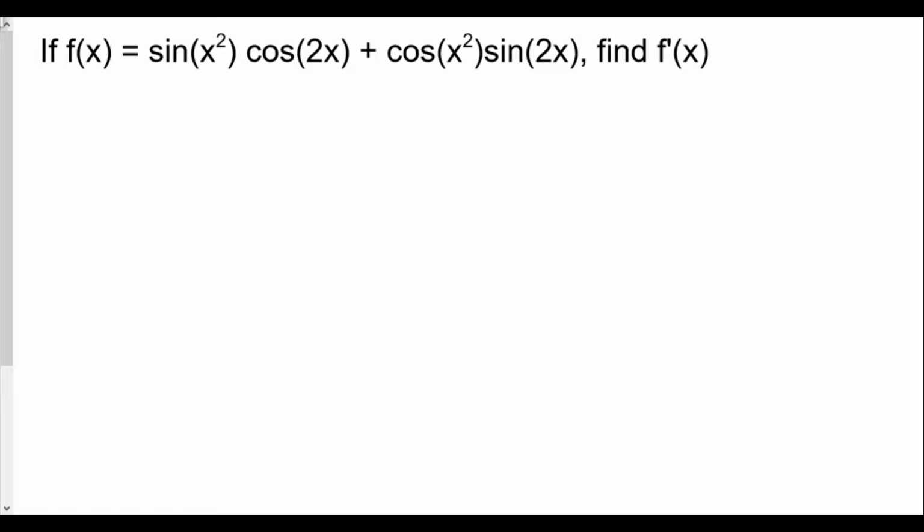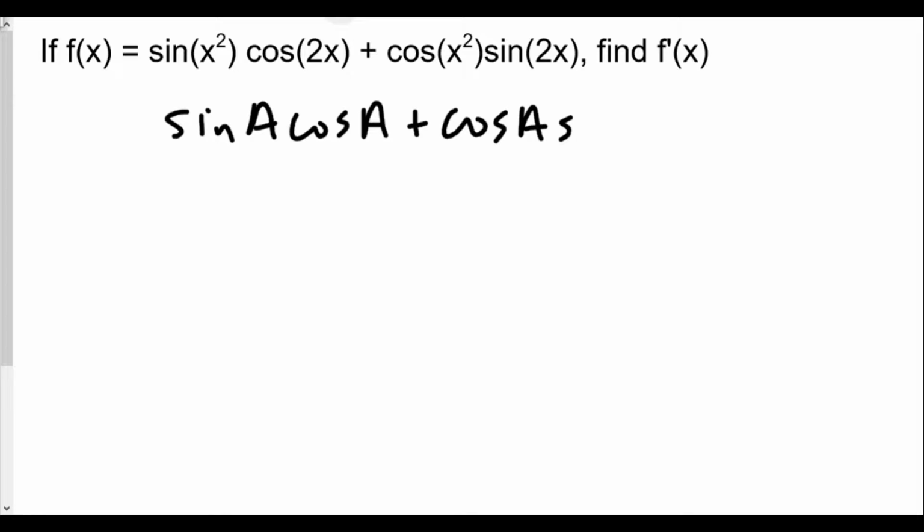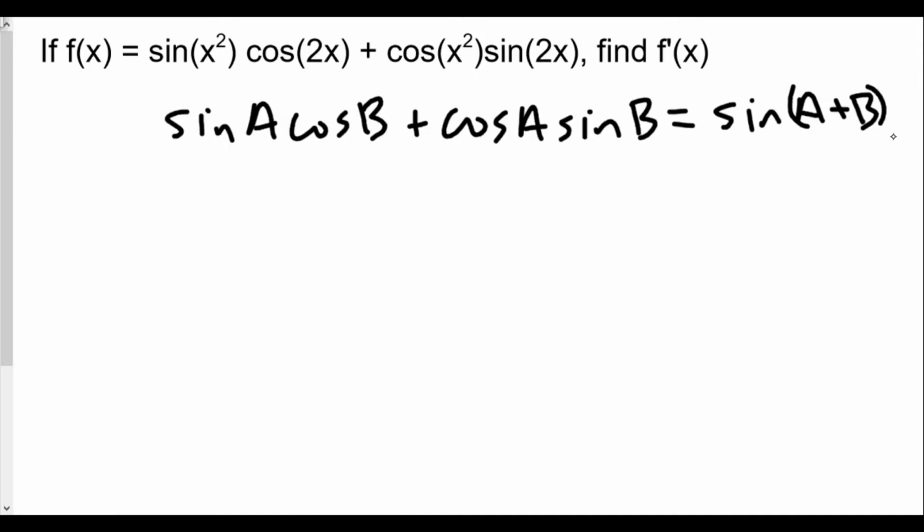When you have sine of a cosine of b plus cosine a sine b, sorry about that, everybody, let me rephrase that. It's sine a cosine b plus cosine a sine b. This is the identity for the sine of a plus b. Again, you have to go back and do a little bit of review for your trig identities for the sum of angles. And how is this helpful to us?